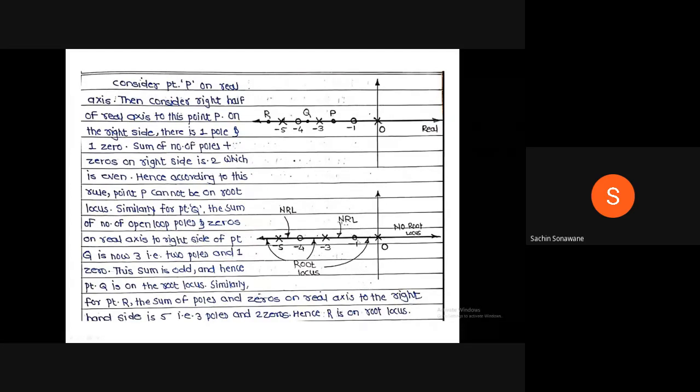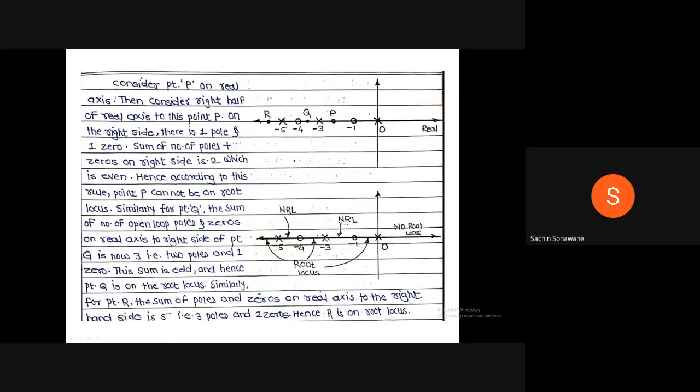Now, go to minus 1 point. At minus 1 point, how many poles and zeros are there? One pole is there. Therefore, p is equal to 1 and z is equal to 0. Therefore, the addition of p plus z is equal to 1. Since an odd number of poles and zeros exist towards the right side of minus 1, between minus 1 and 0, root locus will exist.